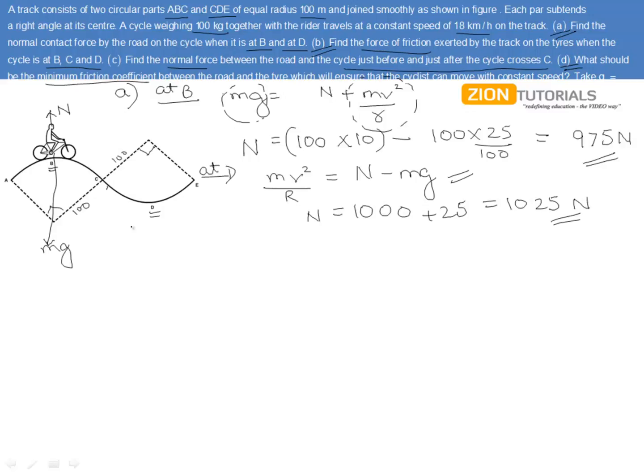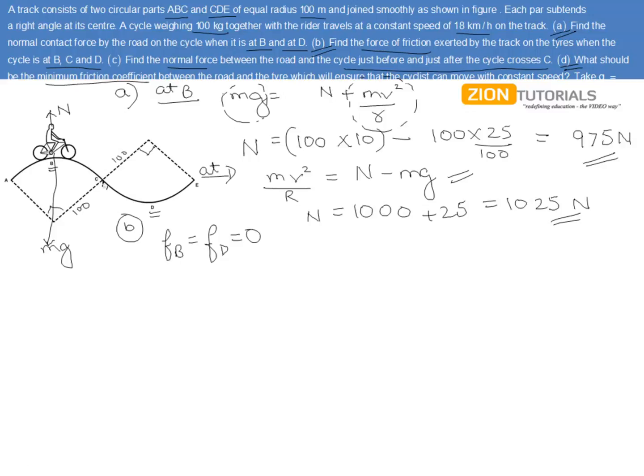Moving ahead with the second part of this question, in which we need to find the force of friction exerted by the track on the tires when the cycle is at B, C and D. Now B is the highest point in ABC, so there is no tendency of the cyclist to slide over here. Also, this is the deepest point in CDE, so there is no tendency of the cyclist to move over here either. So we can say that the frictional force at B is equal to the frictional force at D, which is equal to 0.